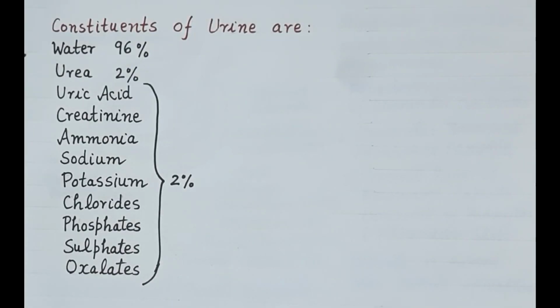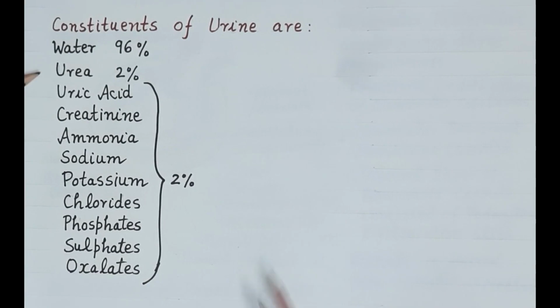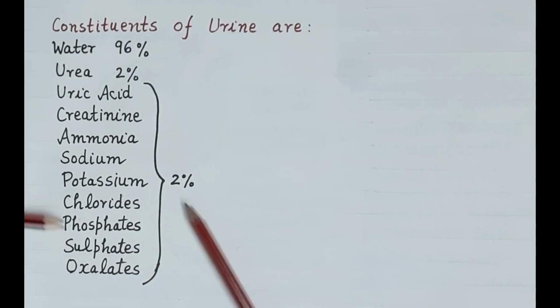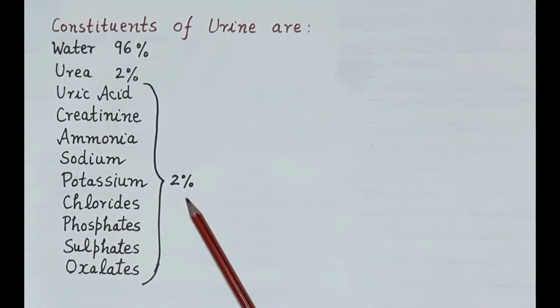The components of urine are water 96%, urea 2%, then uric acid, creatinine, ammonia, sodium, potassium, chlorides, phosphates, sulfates, and oxalate. All these substances also account for about 2% of the volume of urine. So, this is in brief on the structure and functions of the nephron.